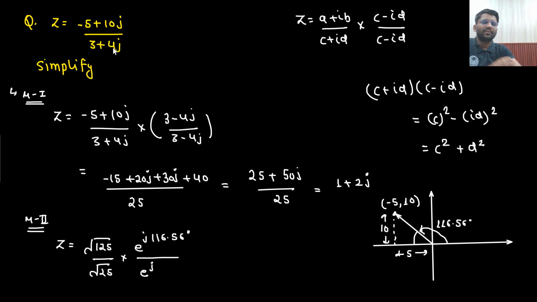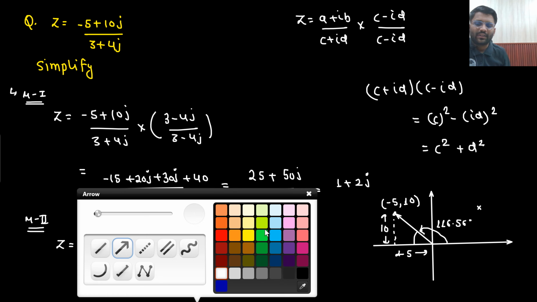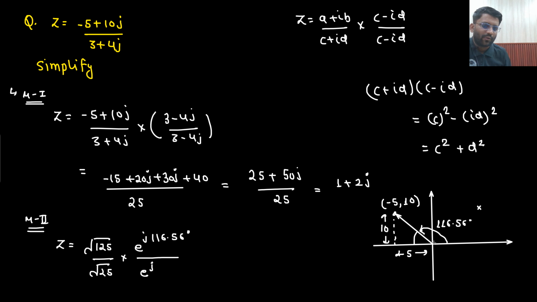What will be the angle made by this? That would be (3,4). Here will be your (3,4). So the y axis value is 4 and the x axis value is 3. So 4 by 3, tan inverse 4 by 3, is equivalent to 53 degree. So e to the power j 53 degree.